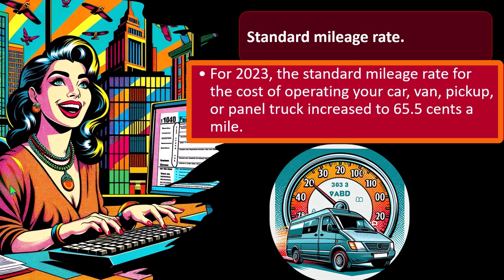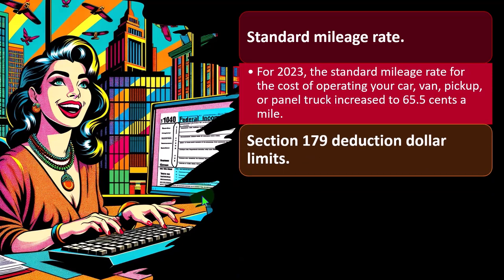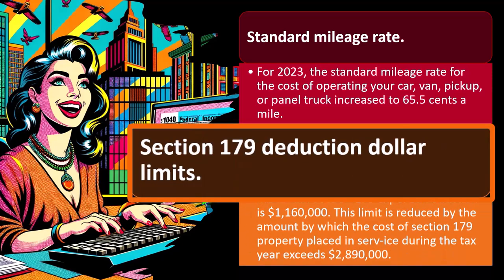And you could use either the mileage rate or you can use the actual deductions. And if you're going to use the mileage rate, they have to basically update that rate from year to year for inflation. Section 179, deduction limits.